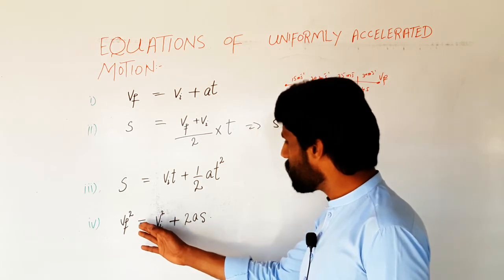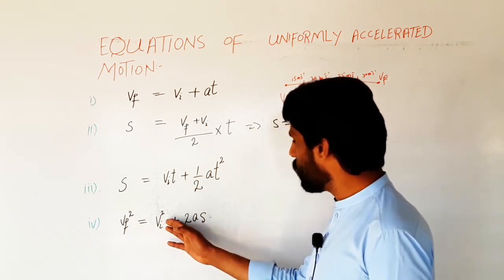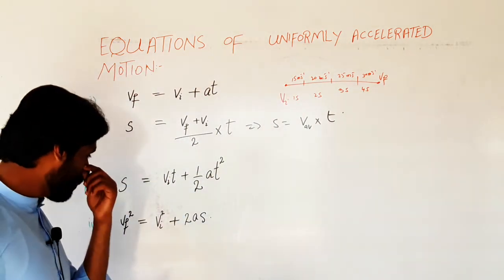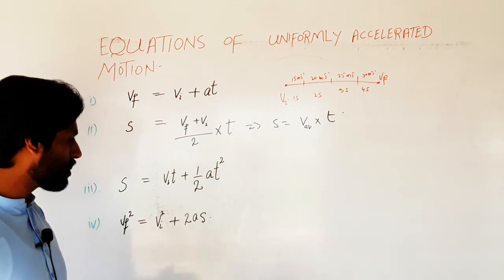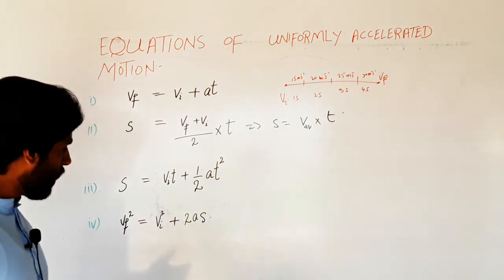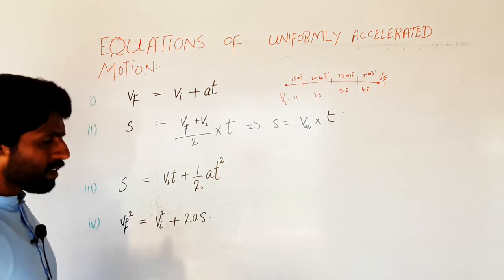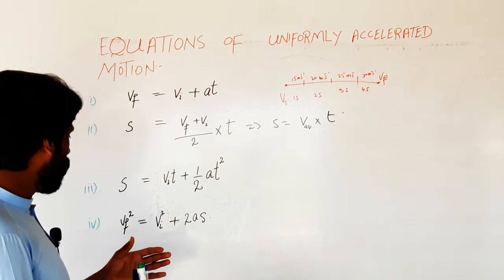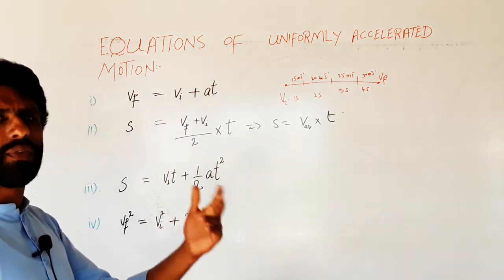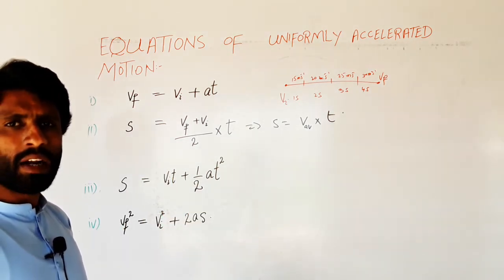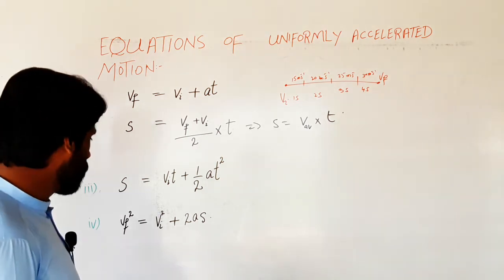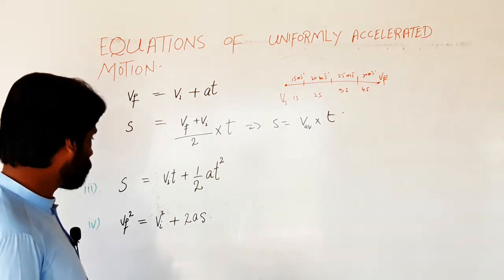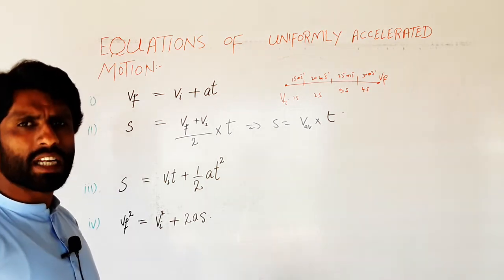And next, Vf square is equal to Vi square plus 2As, where Vf is the final velocity, Vi is the initial velocity, A is acceleration, and S is the distance covered by an object. At this condition, when in a problem the question is asked, when an object is moving with initial velocity 50 meter per second and final velocity 70 meter per second with 30 meter per second square acceleration, what is the distance covered by the object?